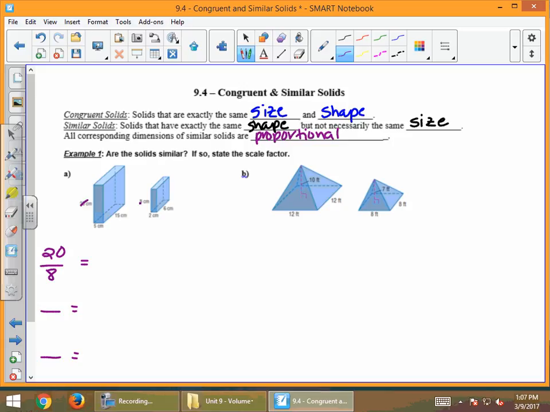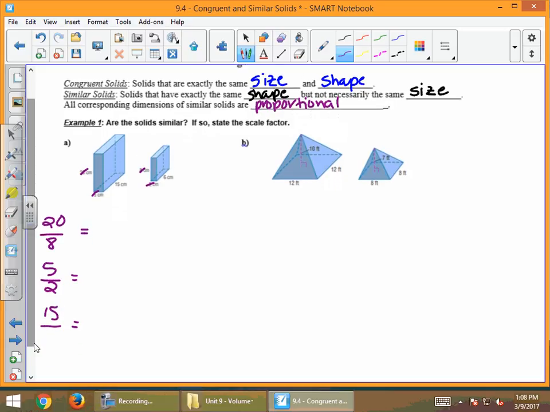And I like to cross them off as I go. So now I'm done using them. Here we have 5. Which part of this prism matches up with 5? 2. Cross them off as I go. And here, our last one is 15. Which side matches up with 15? 6. Make sure you stay consistent. We put the height of the first figure in the top, so the rest of those values in the top have to be from the first figure. The second figure was in the bottom, so all the other fractions have to have the second figure in the bottom.